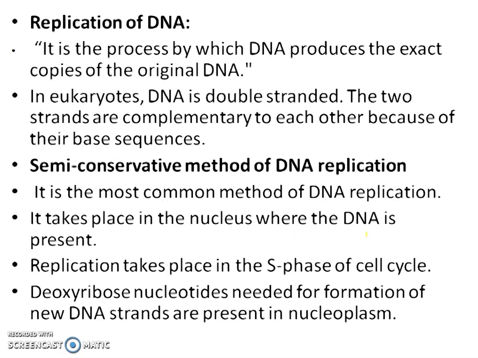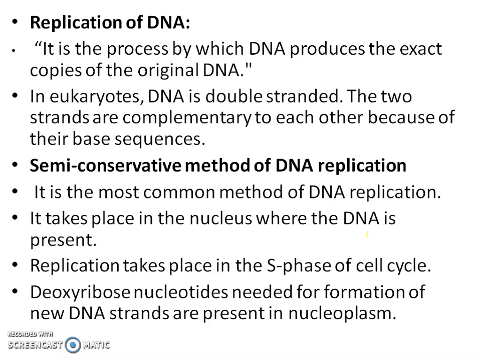Here it was confirmed. Now talking about the replication of DNA. DNA replication is a process by which the DNA produces exact copies of the original DNA. In eukaryotes, both the strands of DNA will produce their own copies. In eukaryotes, DNA is double-stranded. The two strands are complementary to each other. That means one is from 3' to 5', another one is from 5' to 3', and they pair with each other because of their base sequence.